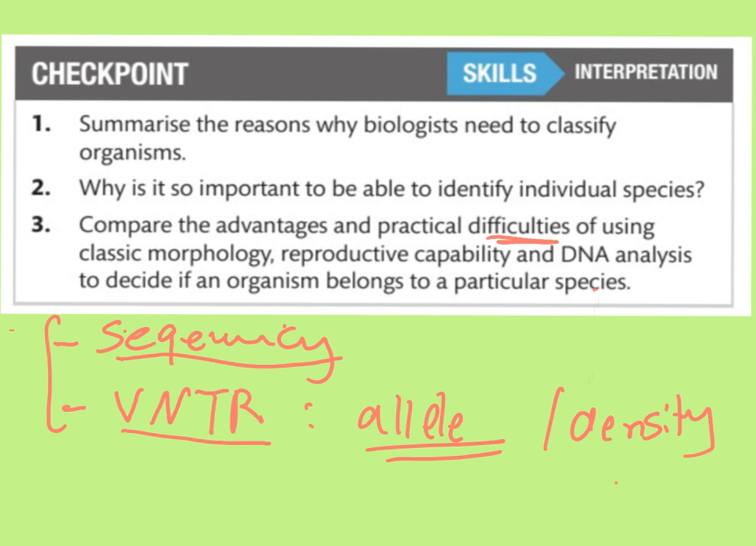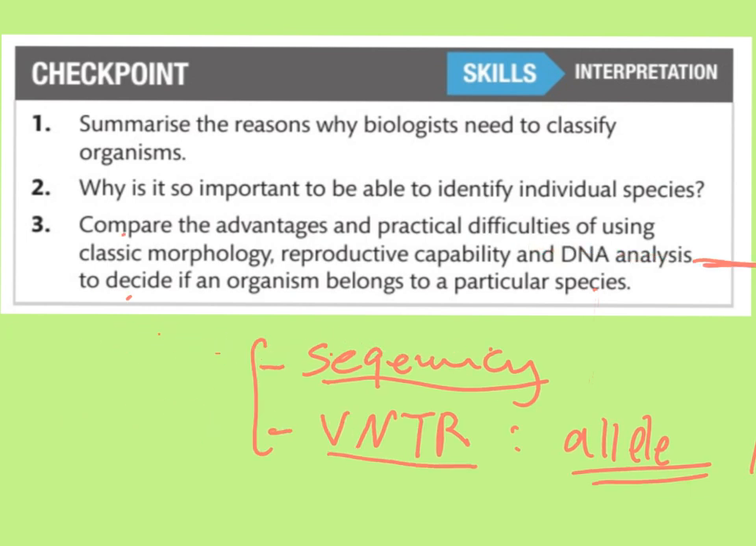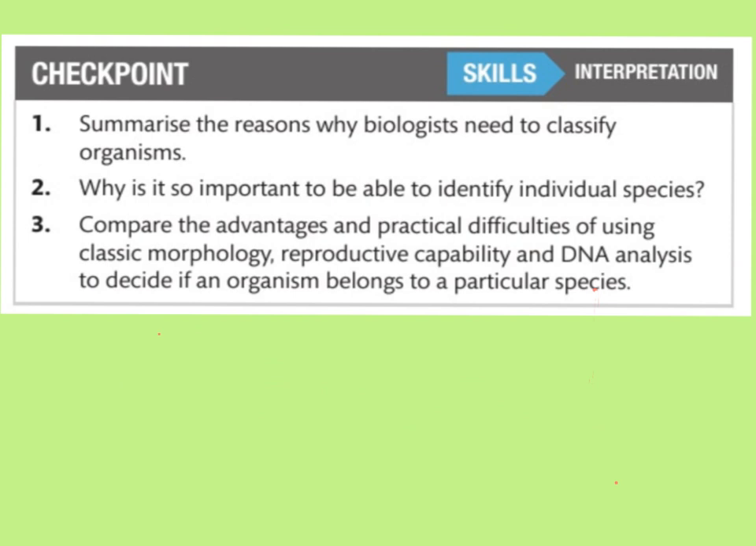What do you think is the problem in studying the sequence or the similarities of the DNA to define species? We know it's the most accurate one, but it also has some limitations. Yes, it's expensive and takes a lot of time to know the sequence. What else?